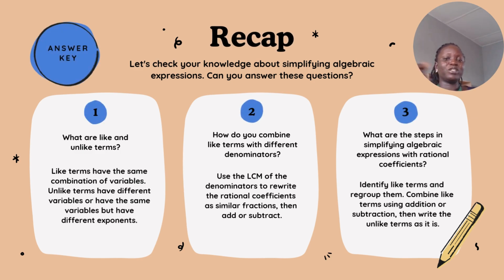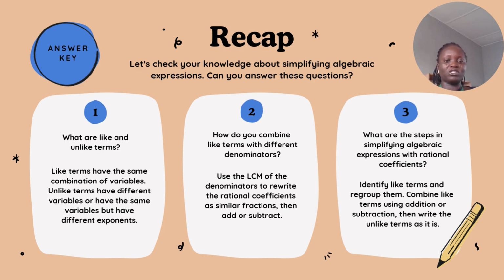Now, the answers to the recap. Question number one, what are like and unlike terms? Like terms have the same combination of variables, right? Whereas unlike terms have different variables or have the same variable but different exponents, right? Question two, how do you combine like terms with different denominators? We use the LCM to either add or subtract the rational coefficients. Then we find our answer.